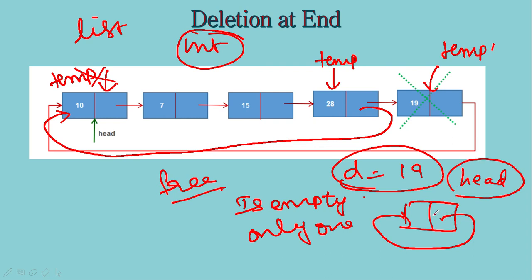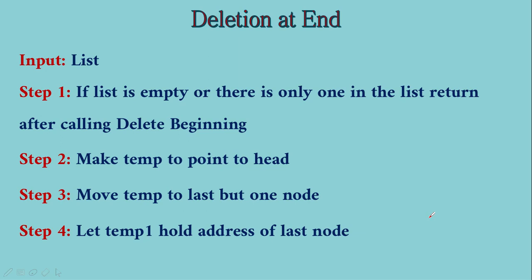Same thing we should do for delete end also, because when there is only one node, it is the first node and it is the last node as well. So let us safely call delete beginning for these two cases, and for the remaining we will implement. So let us formally write the algorithm. Input is going to be the list, and in step 1 you check if the list is empty or there is only one node. Then we call the delete beginning function, and we return whatever that function returns.